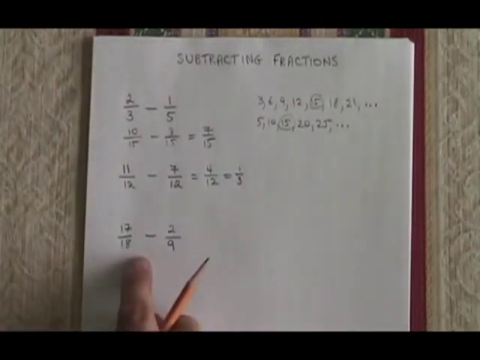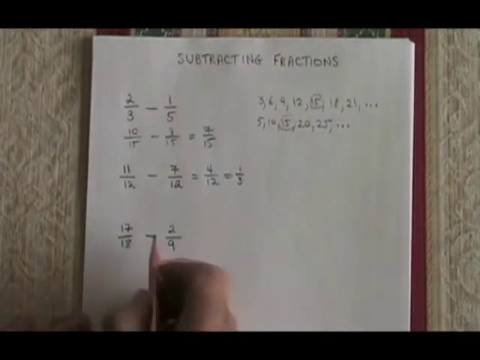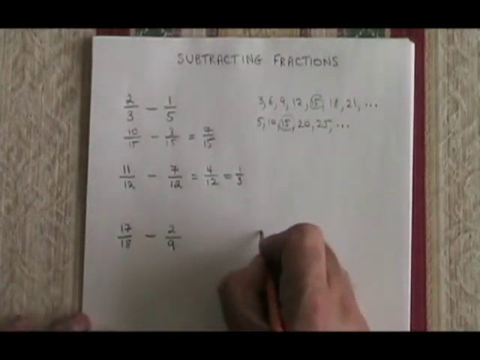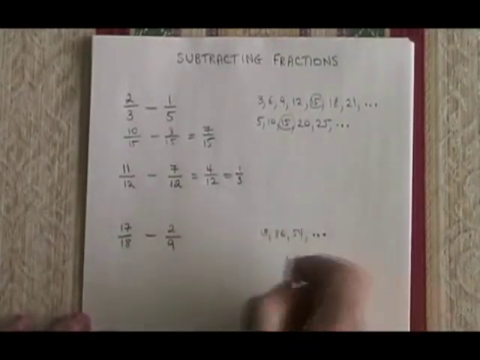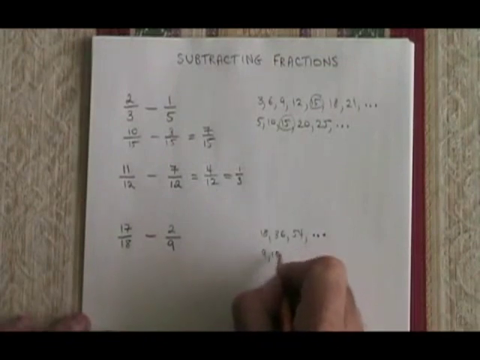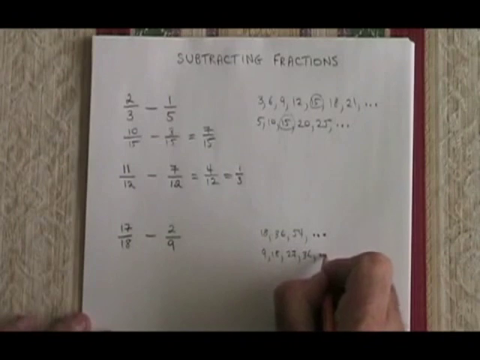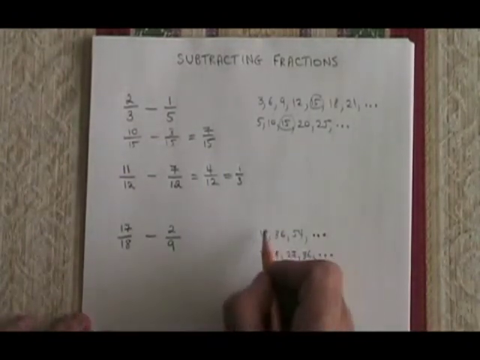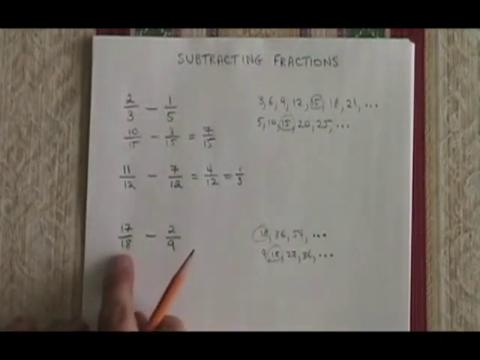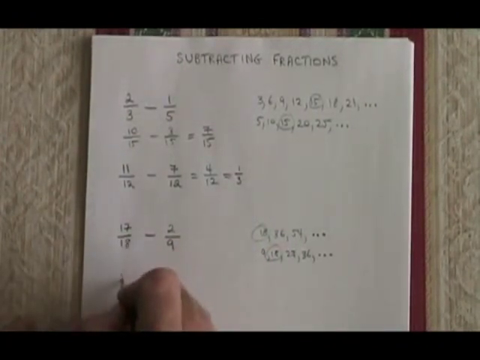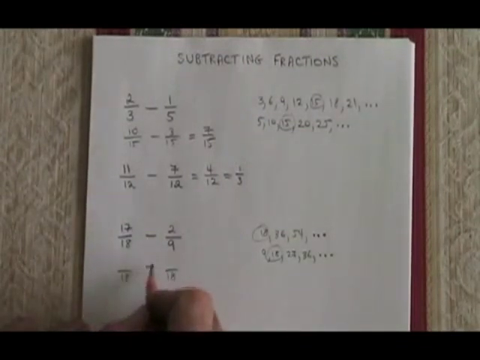In this case, we have 17 over 18 minus 2 over 9. If we list the multiples of 18 and 9, we get 18, 36, 54, and it keeps going. For 9, we get 9, 18, 27, 36, and it keeps going. And the lowest number that's on both lists is the 18. It turns out that our lowest common denominator is already the denominator of one of our fractions. That doesn't matter, we can still go about it the same way.